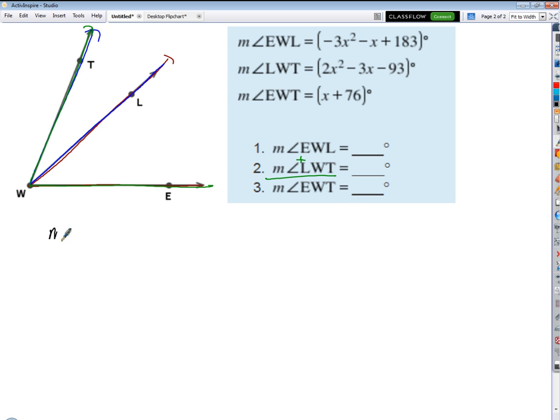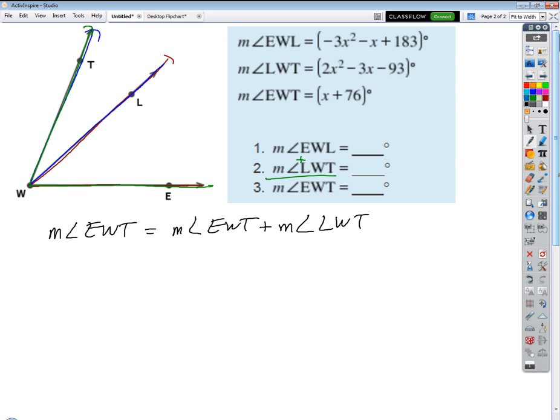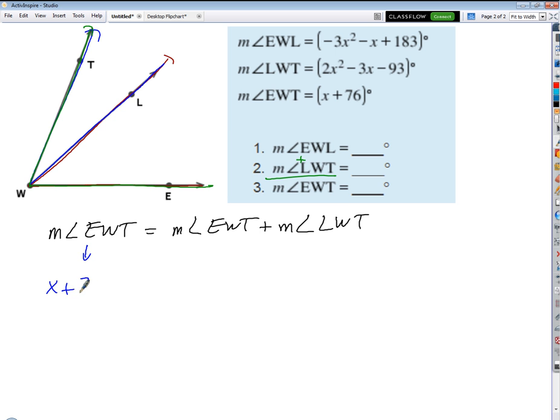I'm going to say that the measure of the big angle, EWT, equals the measure of the bottom angle plus the measure of the top angle. And I could have put those on either side of the equation. It makes no difference. So what are those expressions? Okay, the measure of EWT, this one, is just x plus 76.